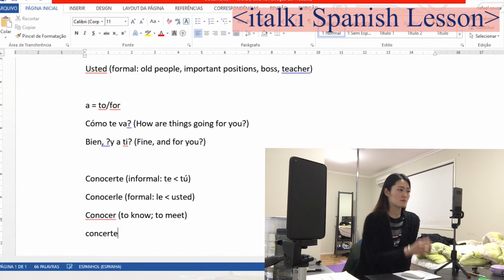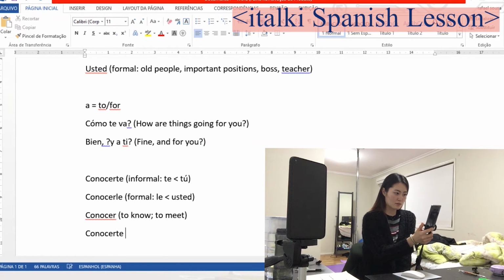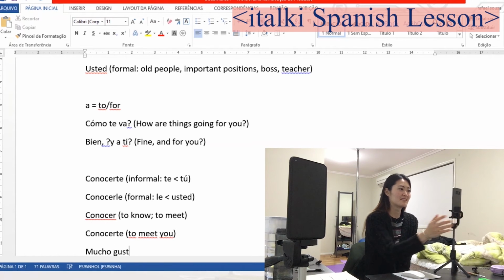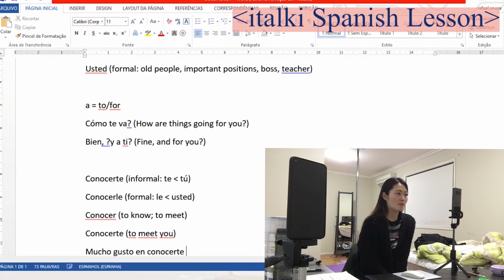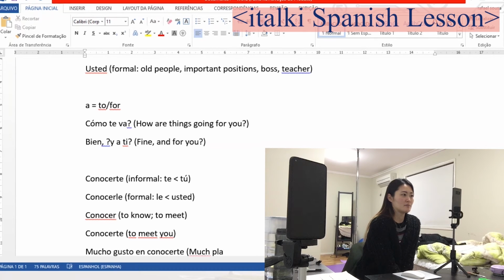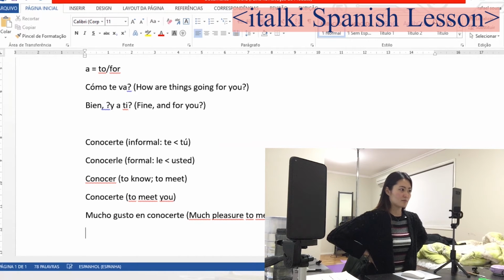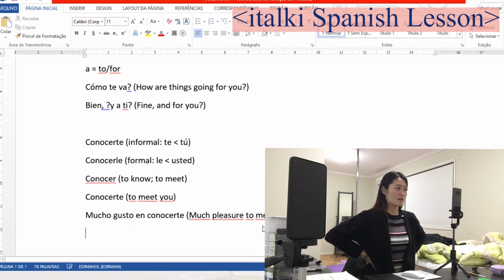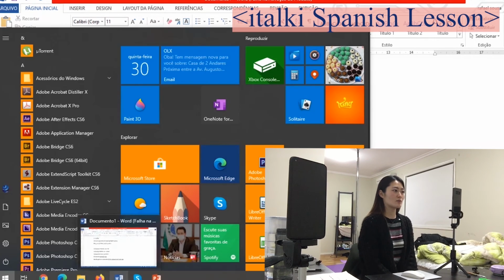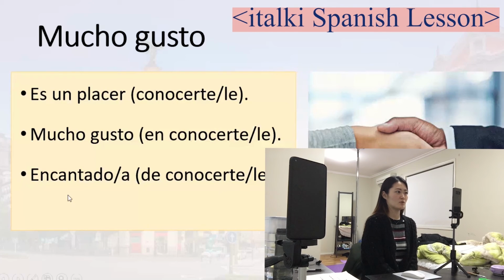Entonces, conocerte. Equivalent to meet you. So if I say mucho gusto en conocerte, much pleasure to meet you. I'm writing literally because we don't speak like this. In English, you can say it's a pleasure, but not it's a lot of pleasure. We don't say that, but in Spanish, we say this. Mucho gusto en conocerte.